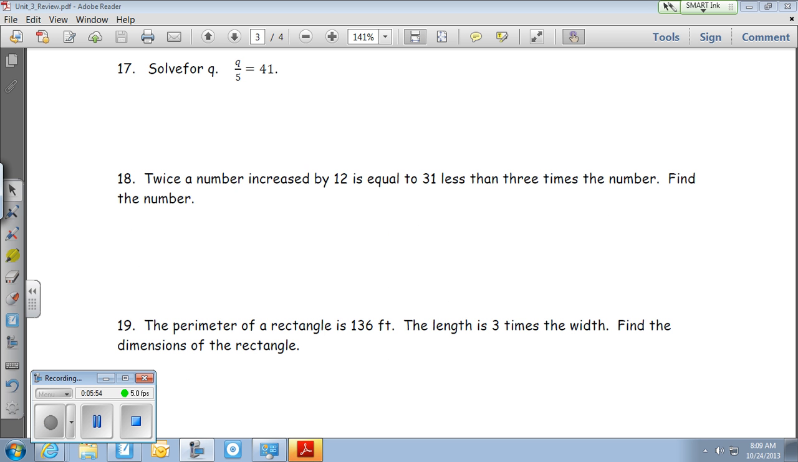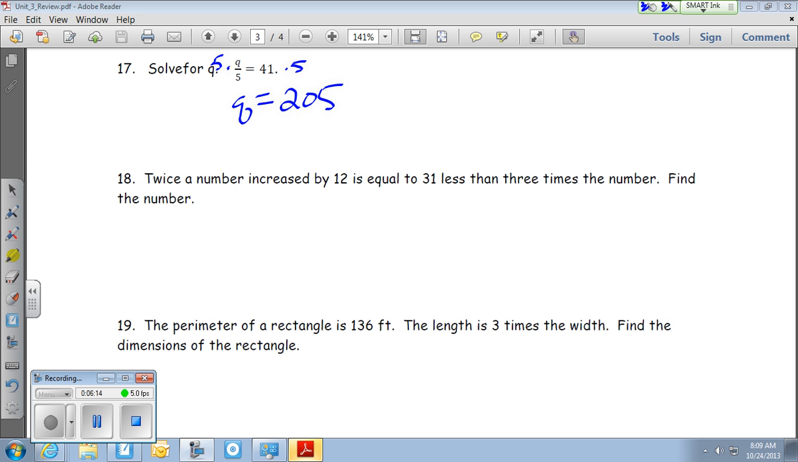All right, number 17, solve for q. Q divided by 5 equals 41. This should be super easy. What we're wanting to do is get rid of that divided by 5. So we use the inverse operation. We're going to multiply both sides by 5. Q should equal 205. Then go back and check your answer.